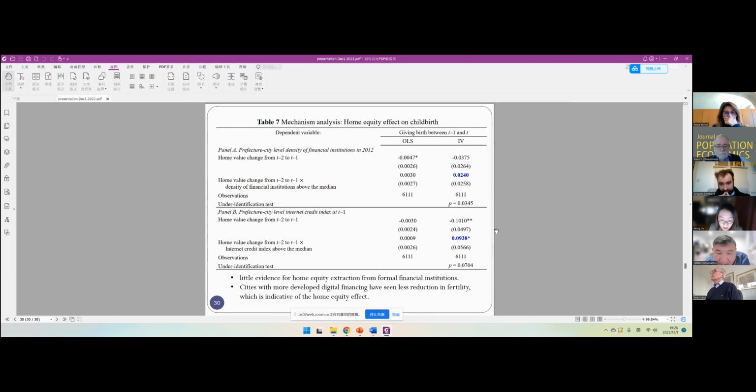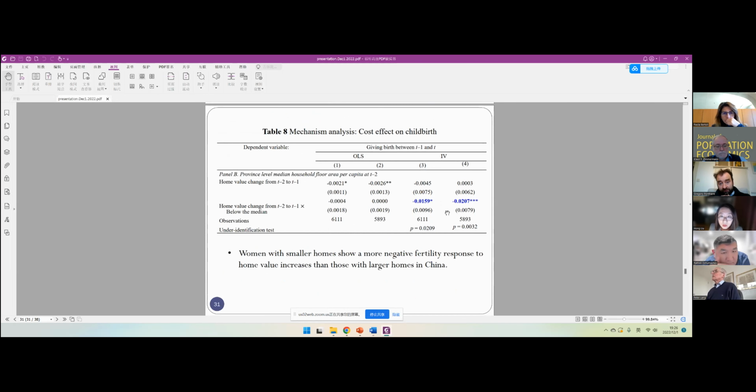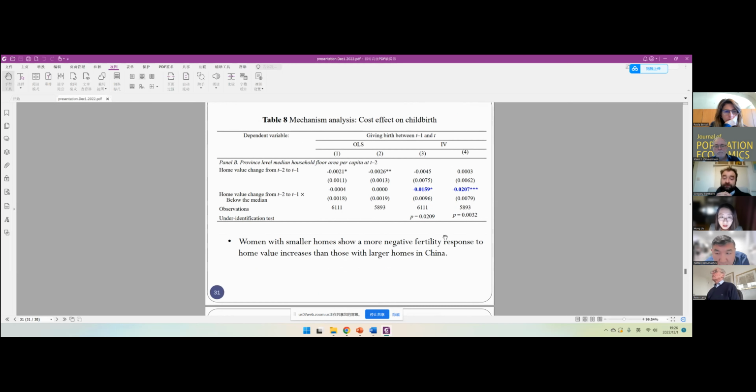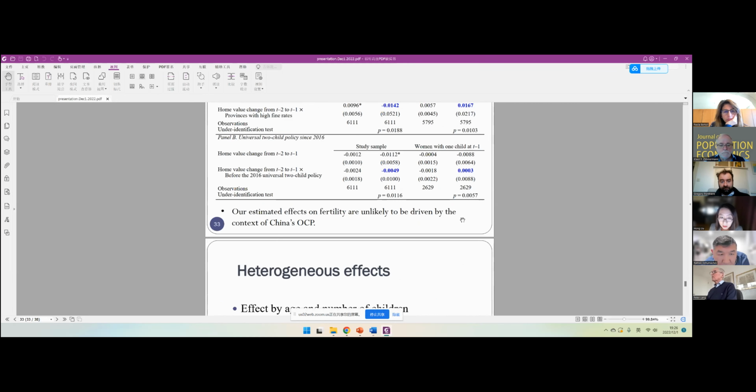So the home equity extraction effect is very weak in China. And then we find that in this table, women with smaller homes show a more negative fertility response to home value increases than those with larger homes in China. So this is consistent with the prediction of the negative cost effect. And we also do two tests to show that our results are not driven by China's one-child policy.